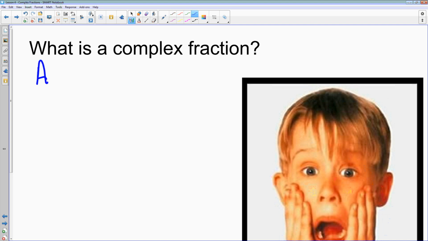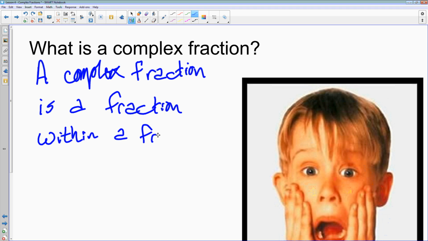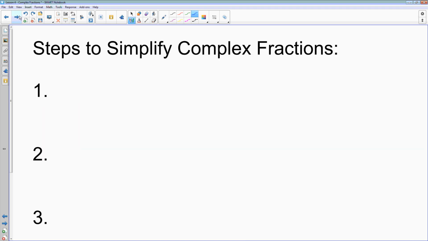A complex fraction is a fraction within a fraction. Okay, so our steps for simplifying a complex fraction.